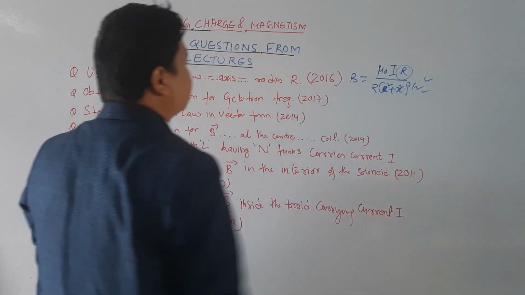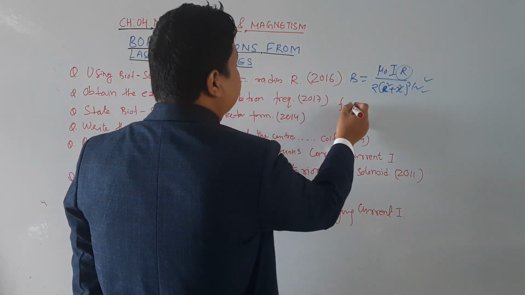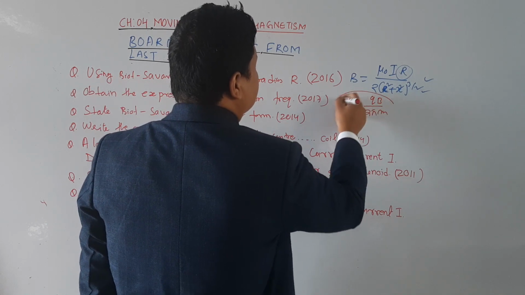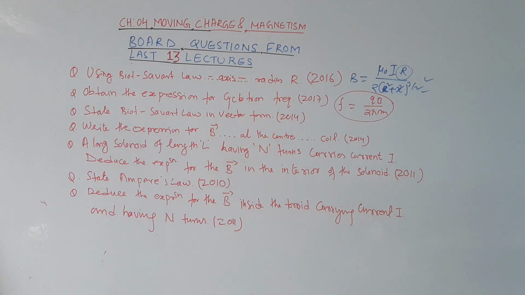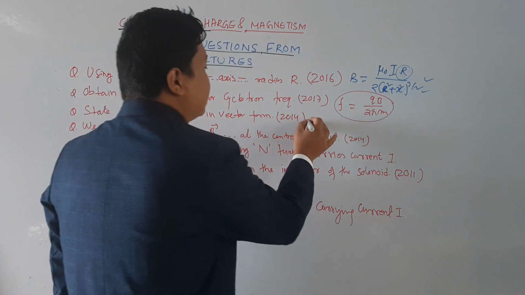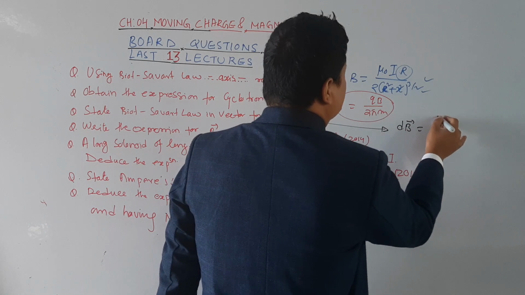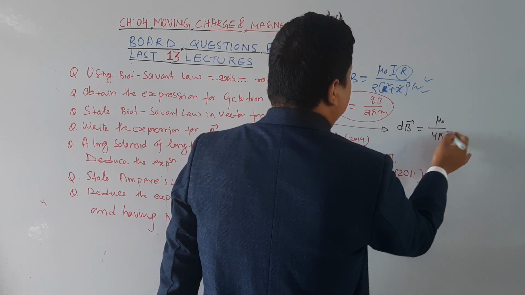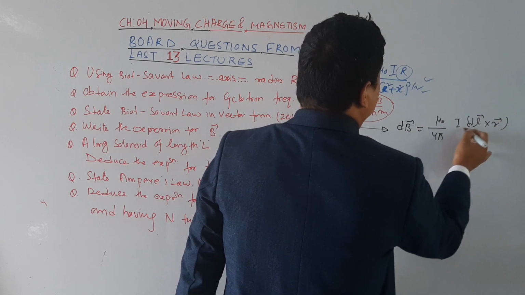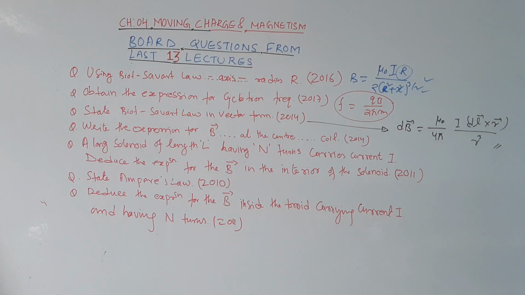The same thing. Obtain the expression for cyclotron frequency. Its answer will be f is equal to qB divided by 2 pi m. Please see the derivation. It was asked in 2017. State the Biot-Savart law in vector form. So dB vector is equal to mu naught by 4 pi, I dl vector cross r vector divided by r cube. We have already done this. Please go to the video if you are not understanding.